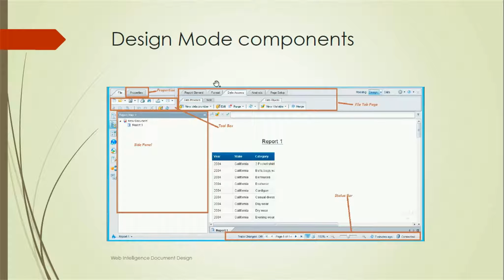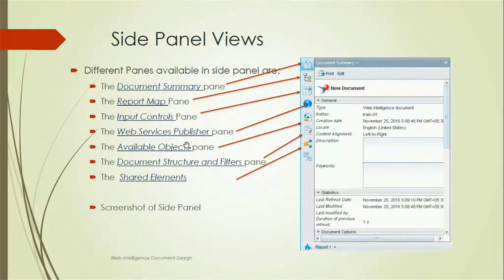This one is the file tab page, and then there is the status bar, which is on the bottom side, which will show the track changes, page numbers, arrows like move next and previous for the pages, zoom option, and refresh. Current refresh time is when it was refreshed, and the status is connected to the repository or not, like that. So these are the different components which are available in the design mode.